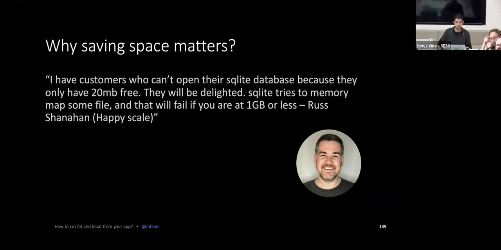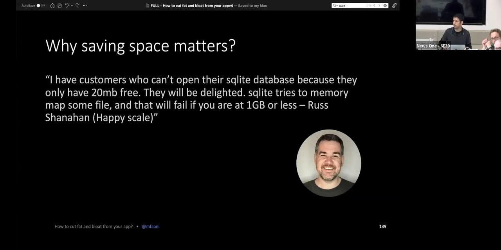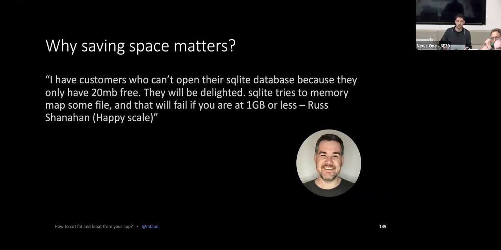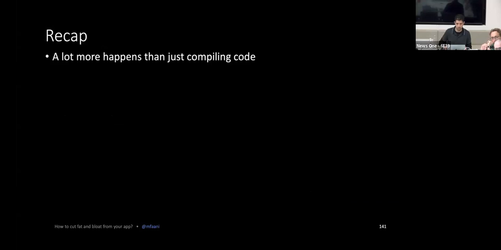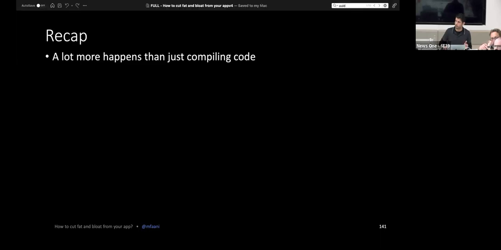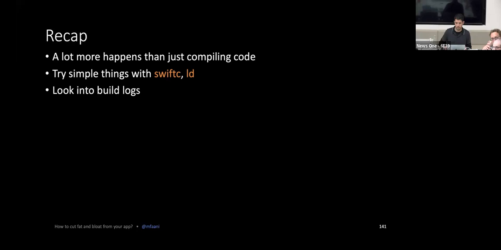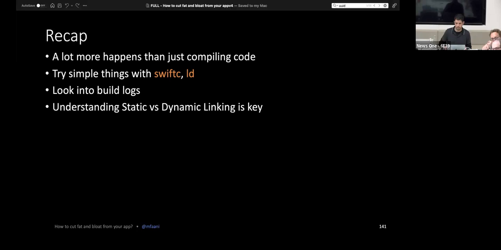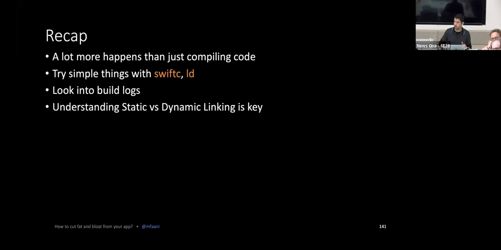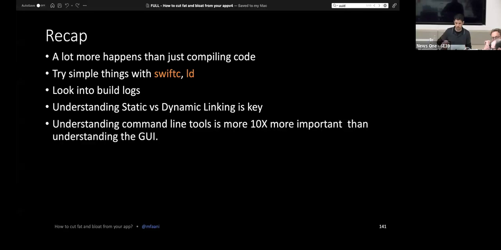Also, if you can bring your app below the 200 megabyte threshold, then your app can be installed over cellular data. So, a recap of everything we discussed: a lot more happens than just compiling code. There's stripping, there's linking, there's generation of the dSYMs. You can always try simple things with the Swift compiler and ld. Look into the build logs. Understanding static versus dynamic linking is key, and it helps you know where to look for things.